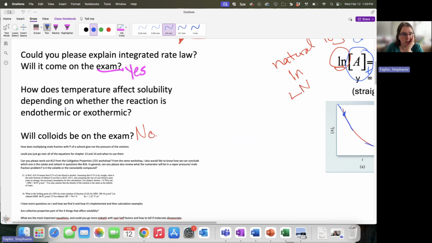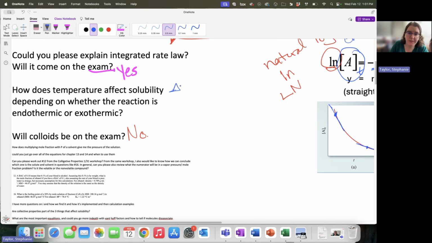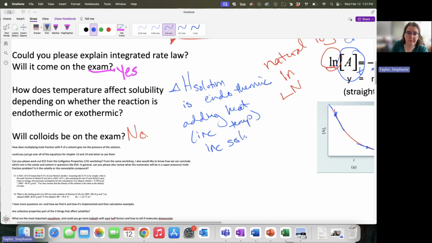How does the temperature affect solubility, depending on whether the reaction is endothermic or exothermic? So the short answer to this one is, if my delta H of solution is endothermic, then adding heat or increasing the temperature will increase the solubility. So if I have a reaction where my heat of solution is endothermic, it requires energy to get it to go into solution. If I add more heat, that becomes more soluble.